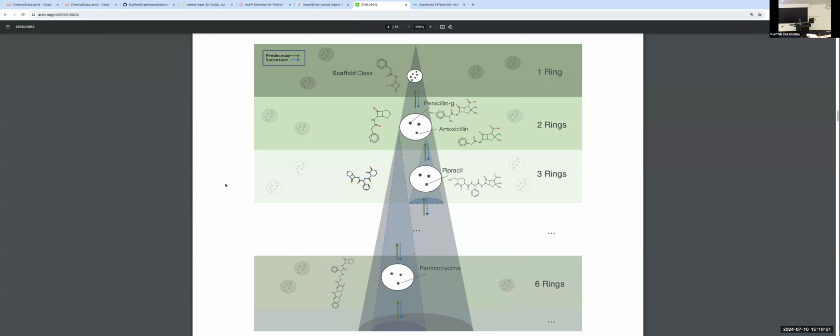Yeah, one second. Yeah, go ahead. So I think there's some prior work on doing Murcko scaffold based generation or property prediction. Is this something similar to that, or is this different?